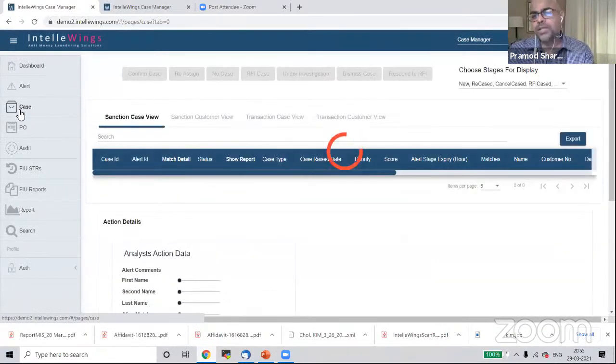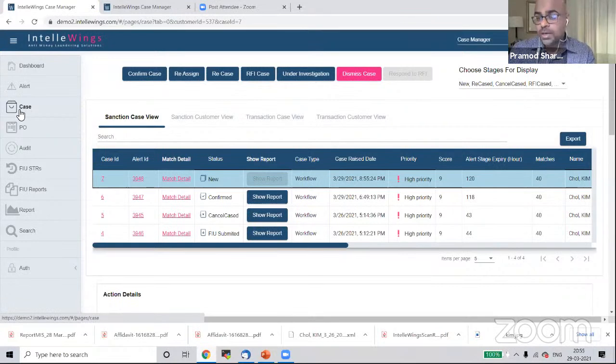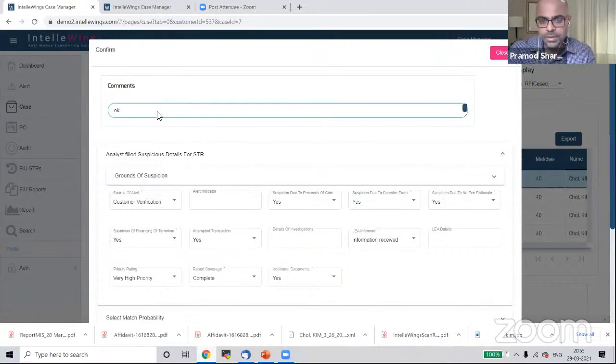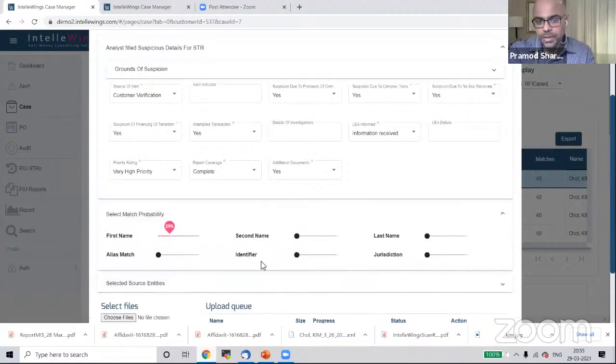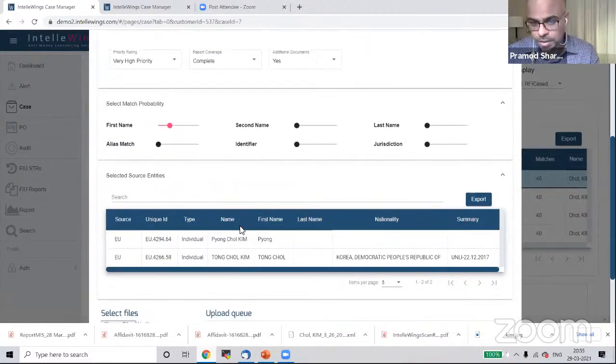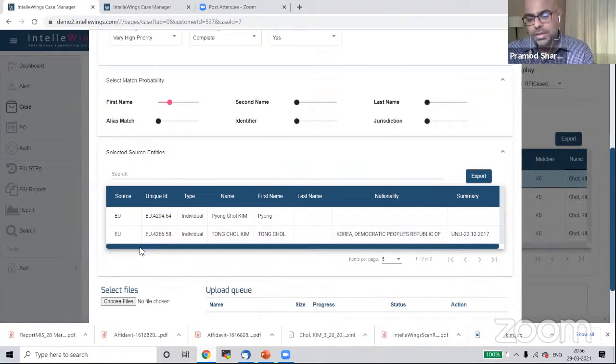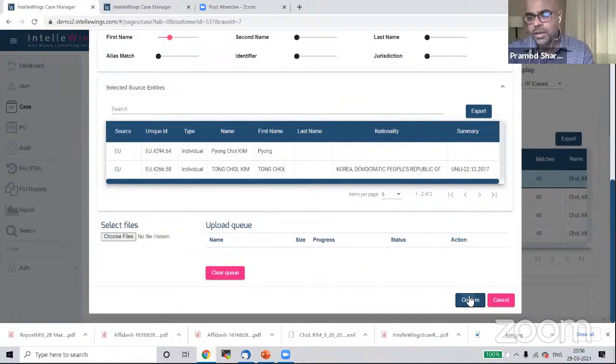Then comes the next level, which is the compliance officer. As Rajiv said, someone has to independently look at what is happening in the system. So you can hire, or whatever is possible for you, to have a compliance officer. He would look at the case which is created, and he would simply reject it or reassign it to some other analyst, or he can simply confirm it with his comments. He would also choose the match probability, and there would be a choice of source entities. He can also go to the match detail and see the details of hits very comprehensively and choose his list of hits, at his discretion, on why the case should be confirmed, and then support it by attaching documents and he can confirm.